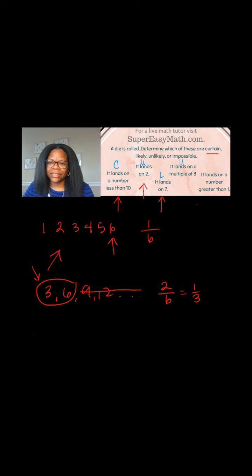The last one says it lands on a number greater than 1. Okay, so let's think about all the numbers that are greater than 1. We're talking about 2, 3, 4, 5, and 6. Well, there are 5 numbers out of the 6 that are greater than 1. So I would say the probability of it landing on a number that's greater than 1 is likely.